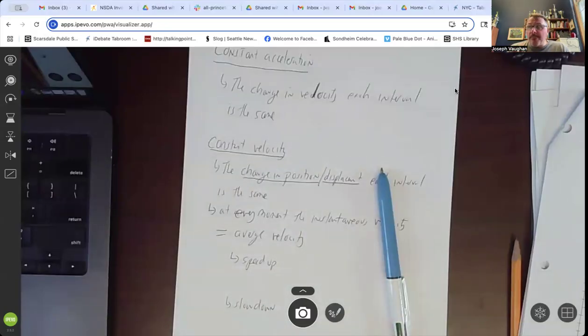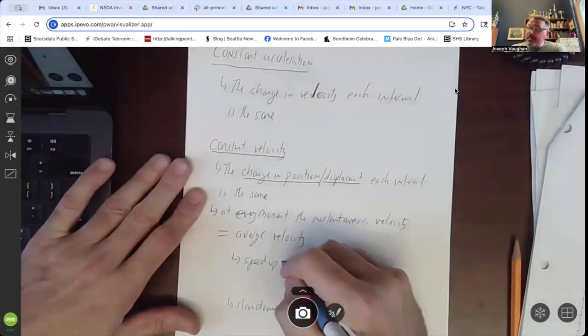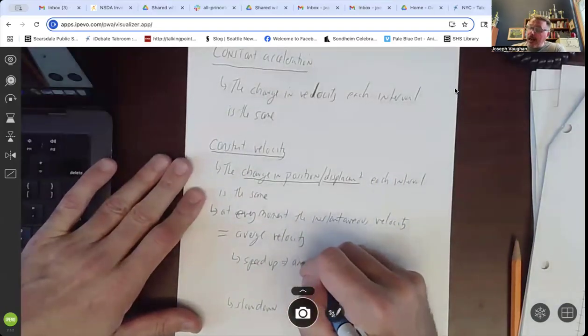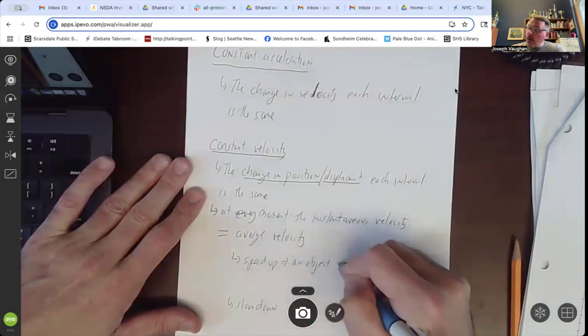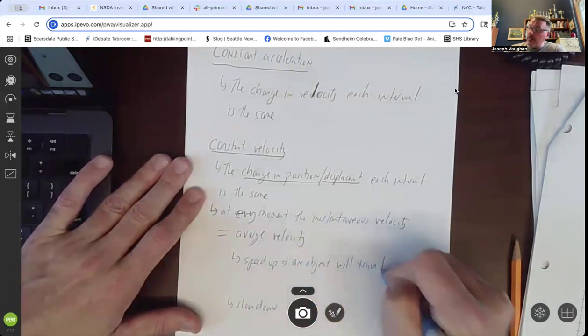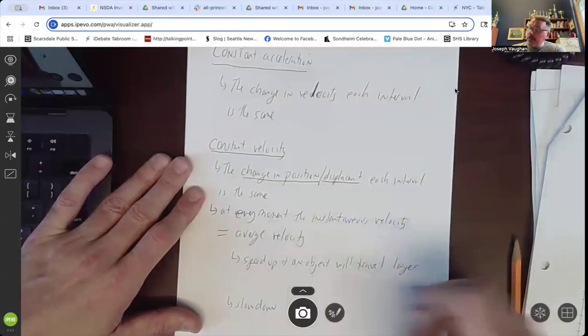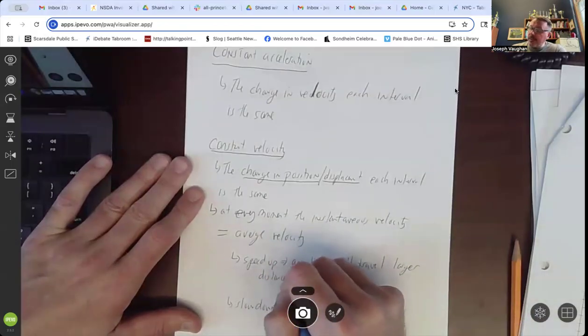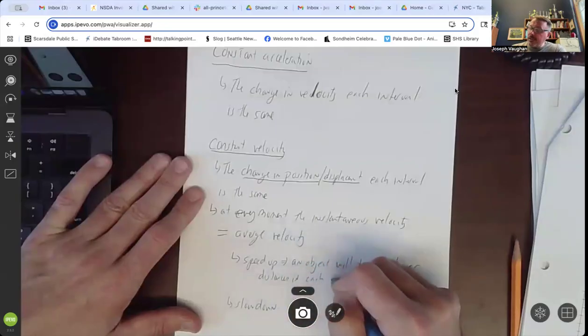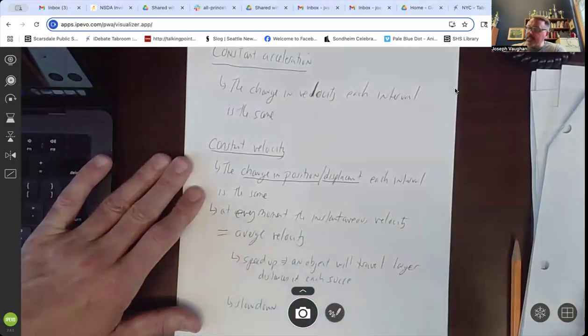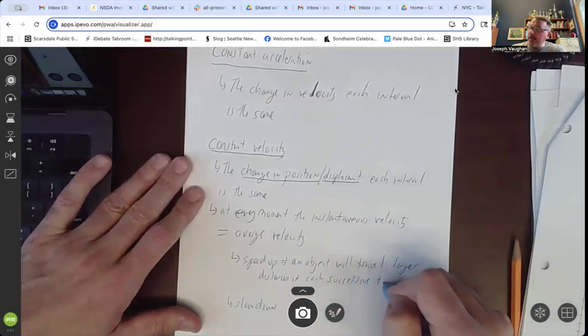If I'm speeding up, that means in the first interval, I'm going so fast. In the next interval, I'm going a little bit faster. In the next interval, I'm going even faster, and so on and so forth. So what must happen to how far I'm traveling? So hopefully what you realize is that when I'm speeding up, an object will travel larger distances in each successive, meaning next, time interval.